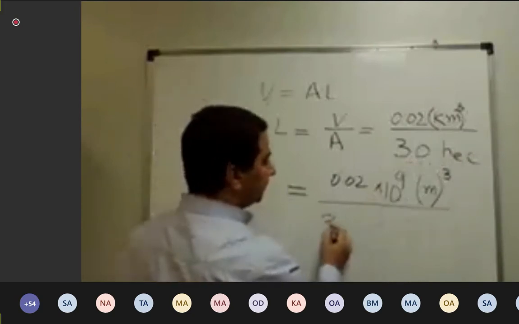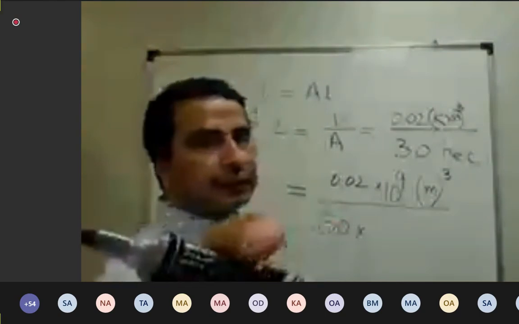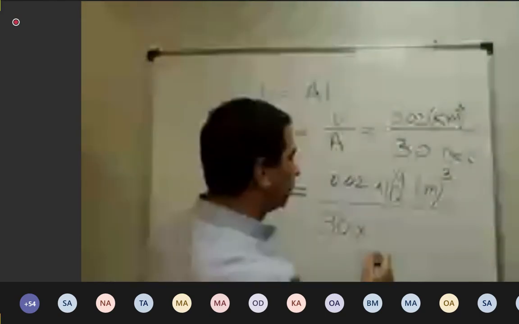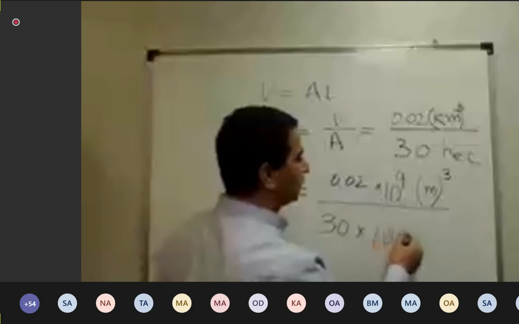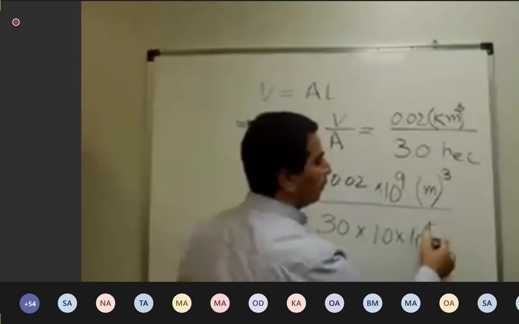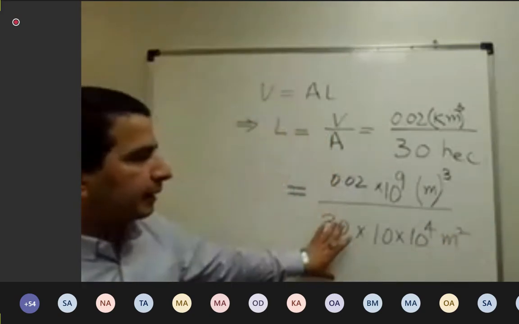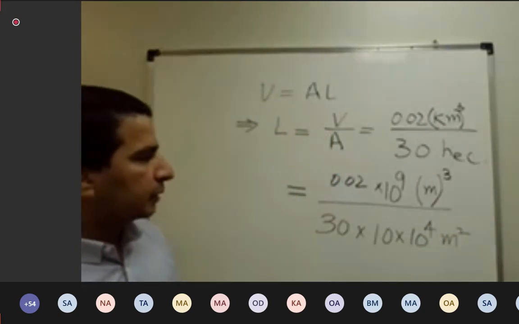Here we have 30 hectare, and you know that the 1 hectare, the area is also already given to us, which is 1.0 times 10 to the power 4 meter square. So everything is clear now. It's just a matter of calculation. You need to calculate it.